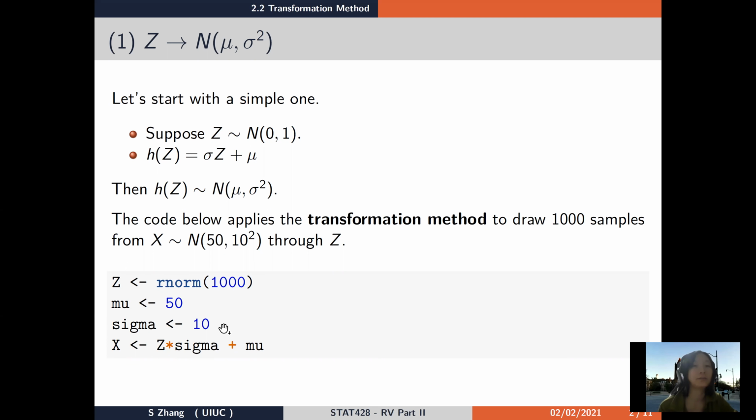Now, let's apply the linear transformation h. We'll say that mu is a scalar equal to 50 and sigma is equal to 10. And then we transform z as follows. We create a new vector x, which is going to be equal to sigma times z, where z is the standard normal variables we just drew, plus mu. And let's see if our x is actually distributed like a normal random variable with mean mu and variance sigma squared.